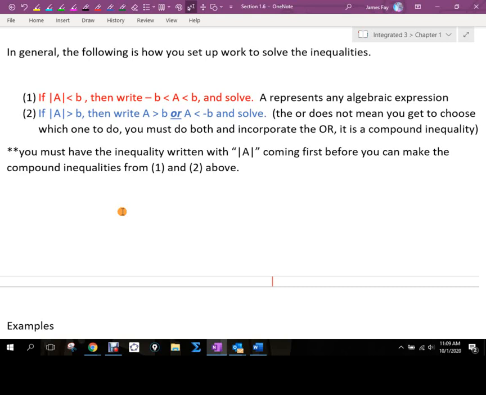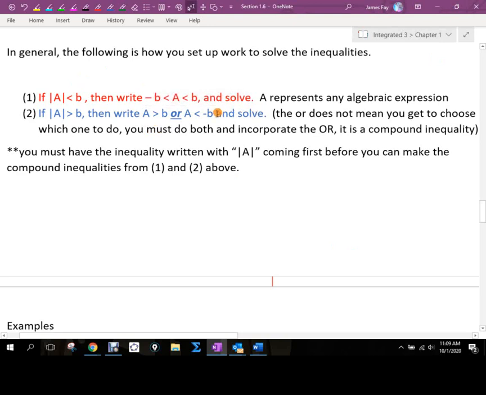That red one says if absolute value of some A, some expression, is less than B, then we write negative B is less than A is less than B. Okay, and then we solve that. We worked on solving that a couple days ago.